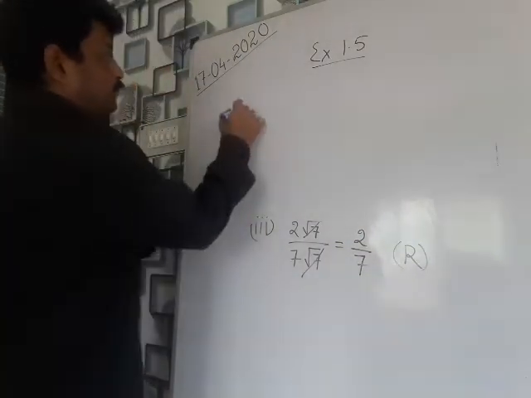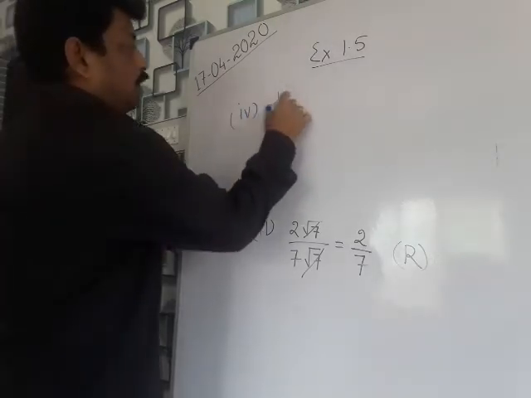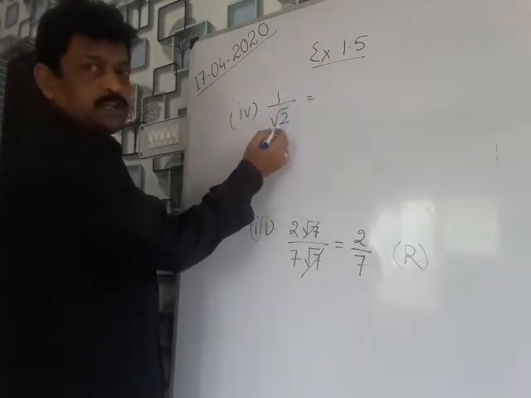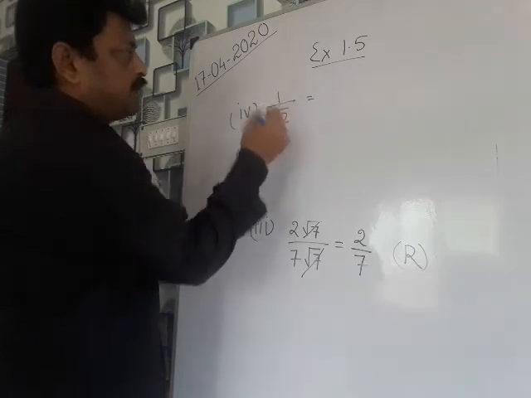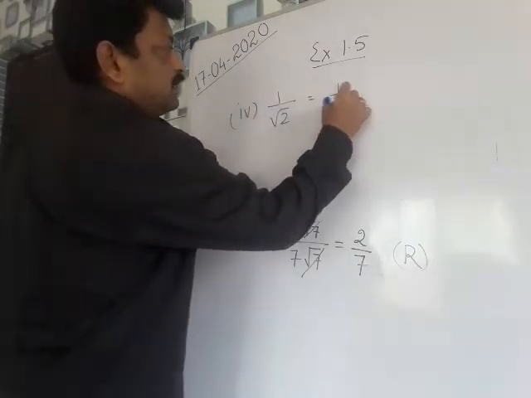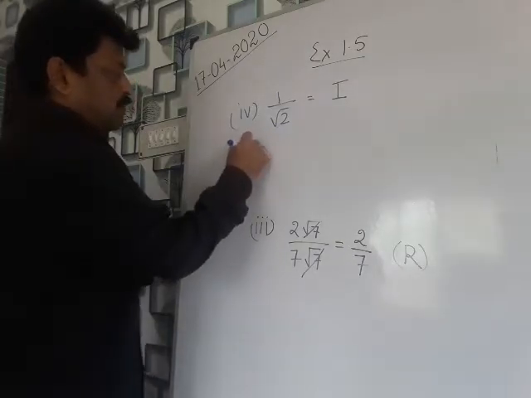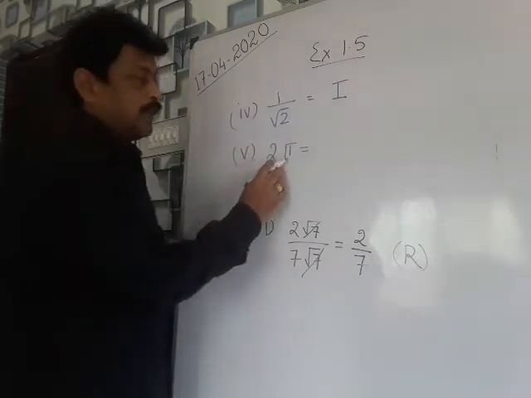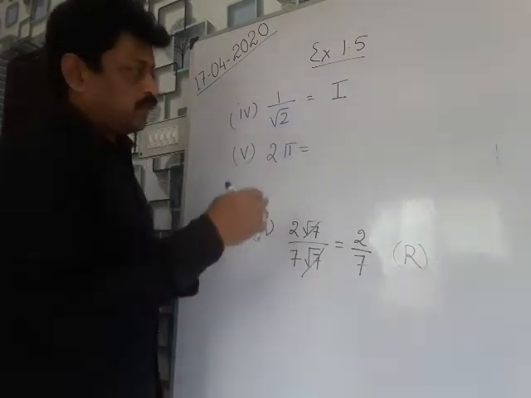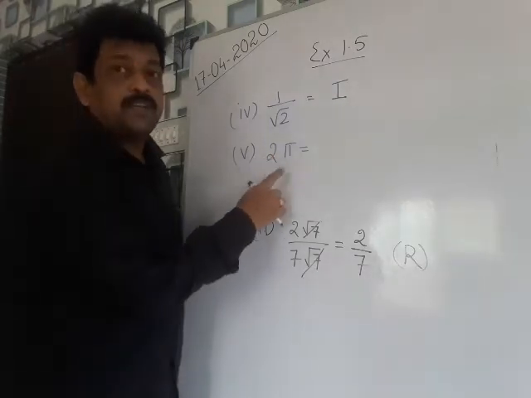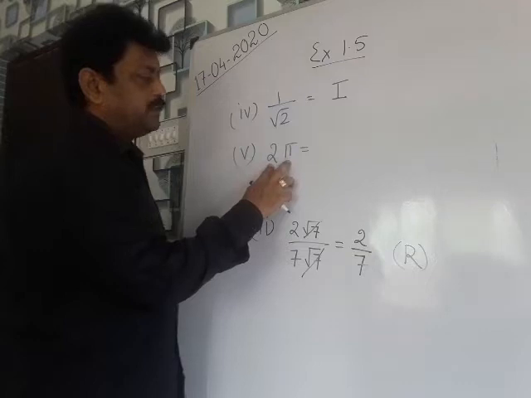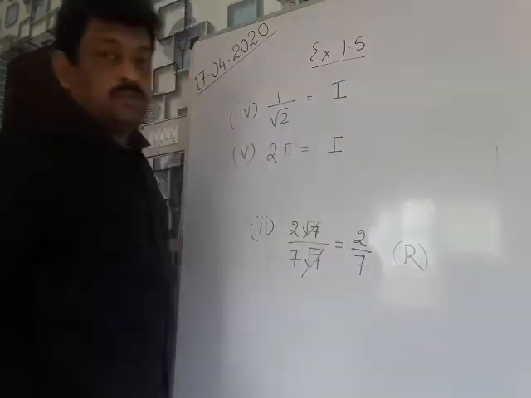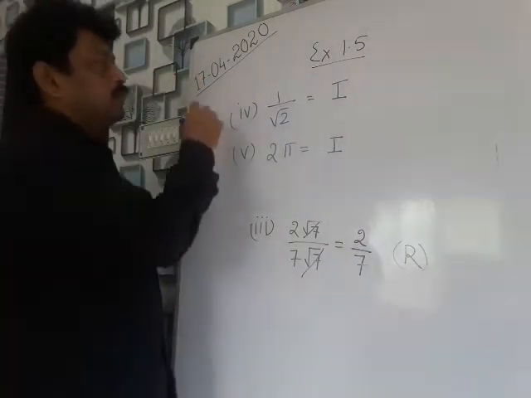Number 4, 1 upon root 2. 1 is rational number, root 2 is irrational number. So rational divided by irrational, the result is irrational. Number 5, 2 pi. 2 is rational number and pi is irrational. In the earlier class I have told you why pi is irrational. So product of rational and irrational will make irrational. So these are all the sums from question number 1.